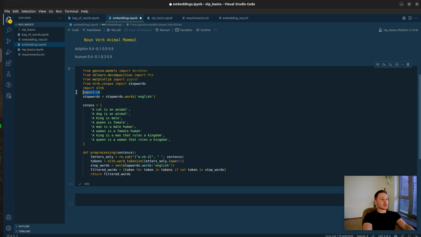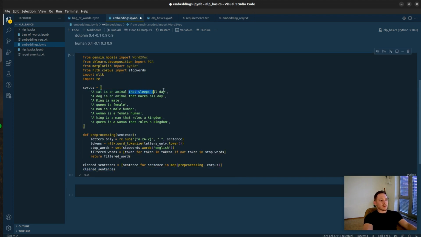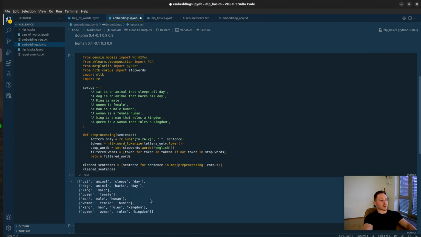And for that we need the regex library and NLTK also. I extended the first two sentences with: a cat sleeps all day and the dog barks all day. For the clean sentences we're going to map the preprocessing function to the corpus. Here's what it's going to look like.